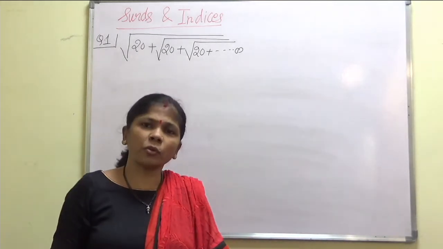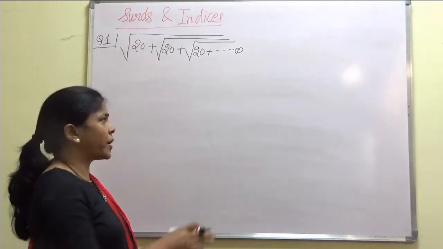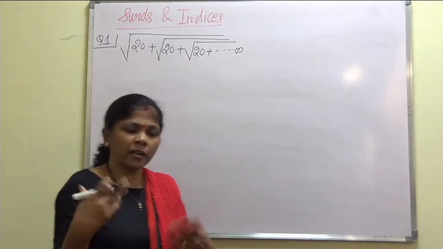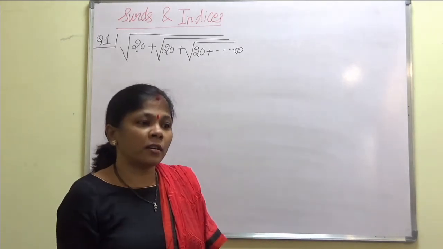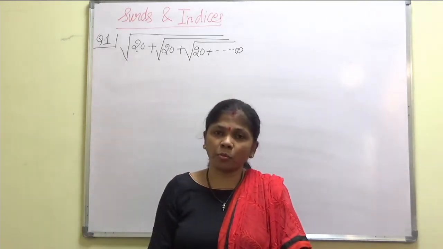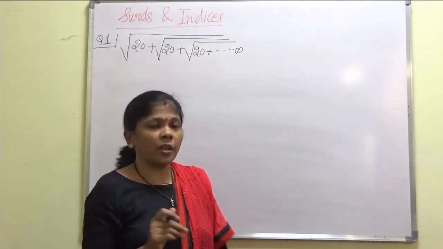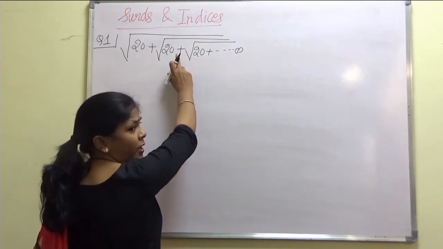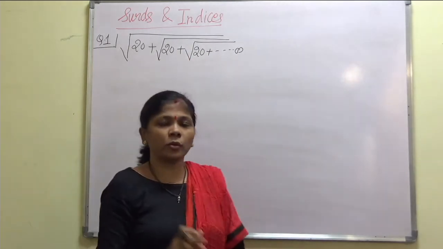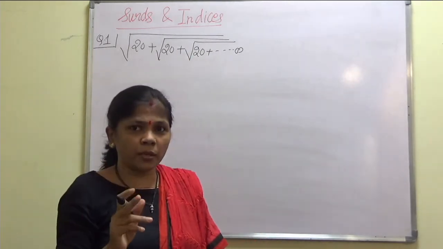I am not going into that. I'll just tell you how to get the correct answer for this, so that if it is a multiple choice question, you can identify it, and if it is an evaluation part, you should be able to write the answer. So see here, we are finding under root of 20 plus under root of 20 plus, up to infinity. I will tell you two ways to evaluate this.